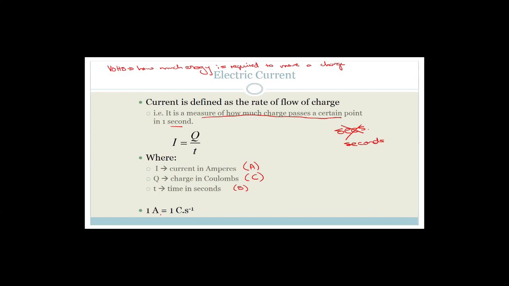So we can therefore see that if I is equal to Q over T, then Q is measured in charge over time, which is seconds, which can be written as coulombs per second. So 1 ampere is the same as 1 coulomb per second.